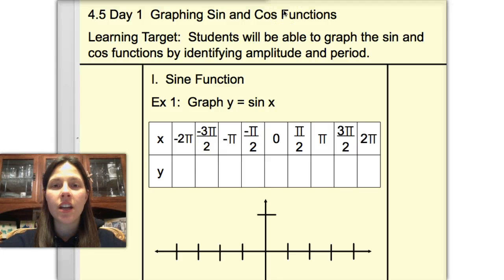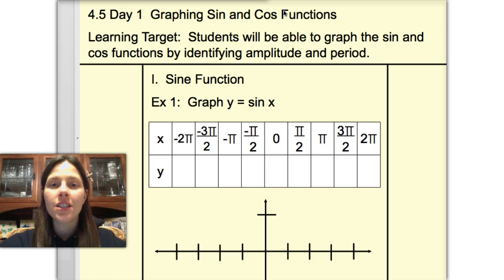Today we're going to take a look at how to graph the sine and the cosine functions, and after that we're going to look at how to graph transformations of each of those functions. So we're going to start with our parent function, and the first thing that I want to point out to you is that we have the function set up as y equals sine of x.